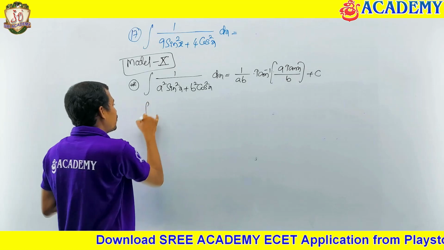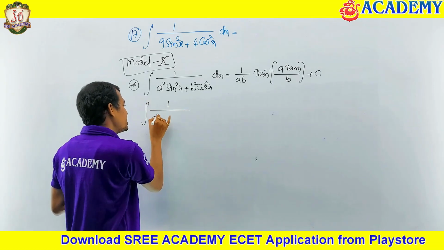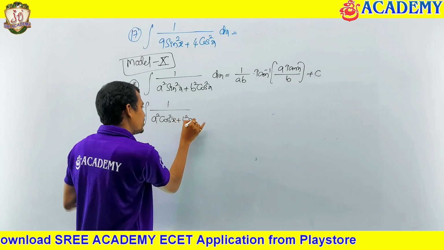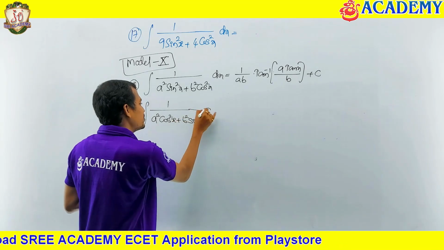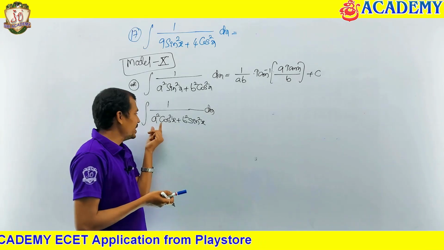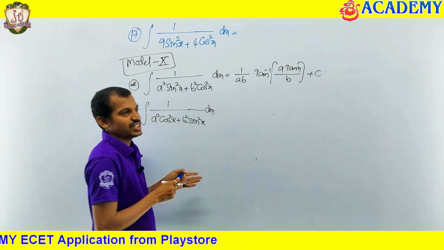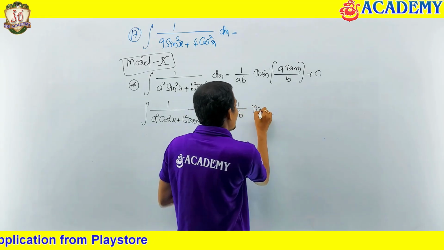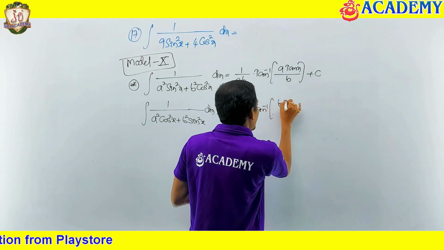Sometimes the form is going to be 1 by a square cos square x plus b square sin square x. Why I am saying this is because it was asked directly in ECET. Maybe it is going to be asked as a square cos square x plus b square sin square x, then it is going to be 1 by ab into tan inverse of b tan x by a.